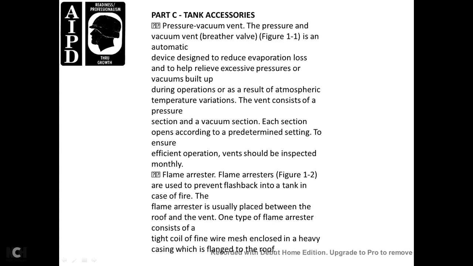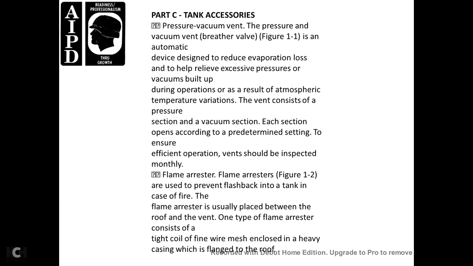Part C, pressure vacuum vent. The pressure vacuum vent is an automatic device designed to reduce the evaporation loss and to help relieve excessive pressure or vacuum that builds up during operation as a result of atmospheric temperature variation. The vent consists of the pressure section and the vacuum section, each set according to a predetermined setting. To ensure efficient operation, it should be inspected monthly.